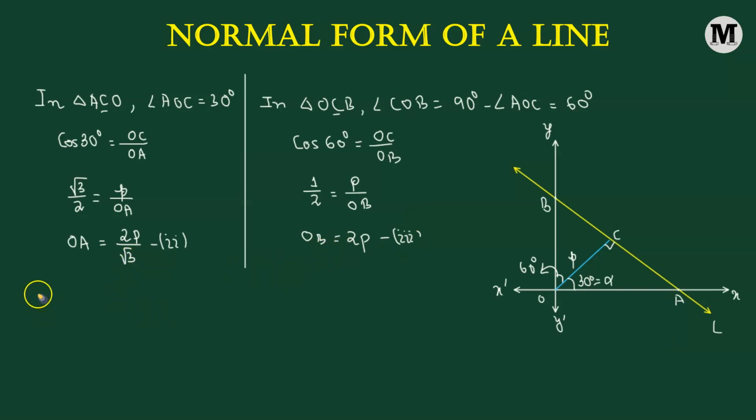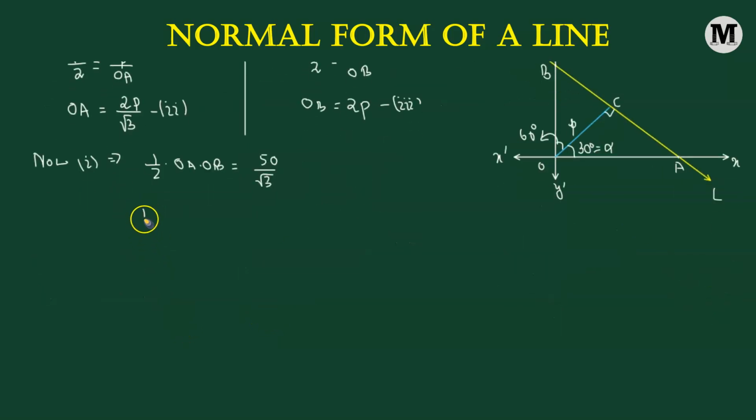So what we'll do, we're going to use equation number 1. So equation number 1 implies we had half times OA times OB. That is the area of the triangle OAB or AOB, you can say. This is given as 50 over square root of 3. Okay, so let's use the value of OA and OB. We have half times OA. The OA is 2P over square root of 3. Multiply by OB, so that's 2 times P. This is going to be equal to 50 over square root of 3.